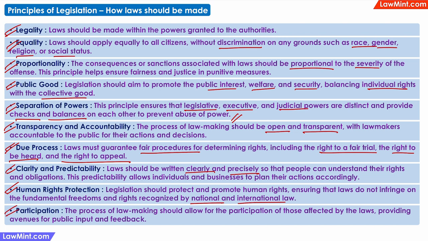And participation, which means that the process of lawmaking should allow for the participation of those affected by the laws, which means that the process of lawmaking should allow for the participation by the citizens. And it should also provide avenues for public input and feedback. You will see that all of these principles are common sense, and many of these principles, such as legality, equality, separation of powers, due process, human rights protection, are built into the supreme rule book of the country itself. That is, they are built into the constitution.